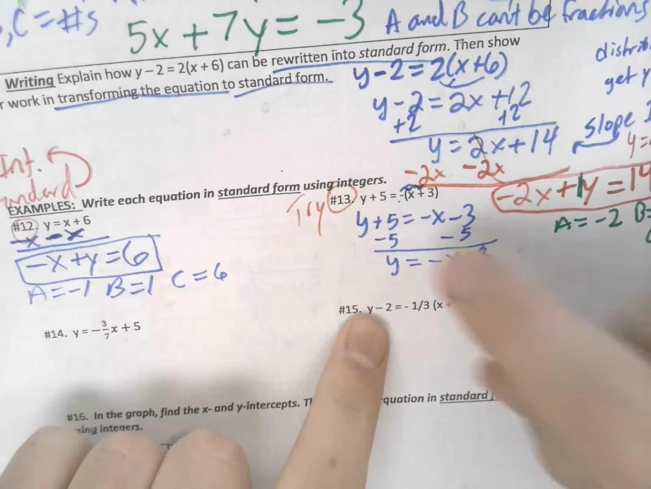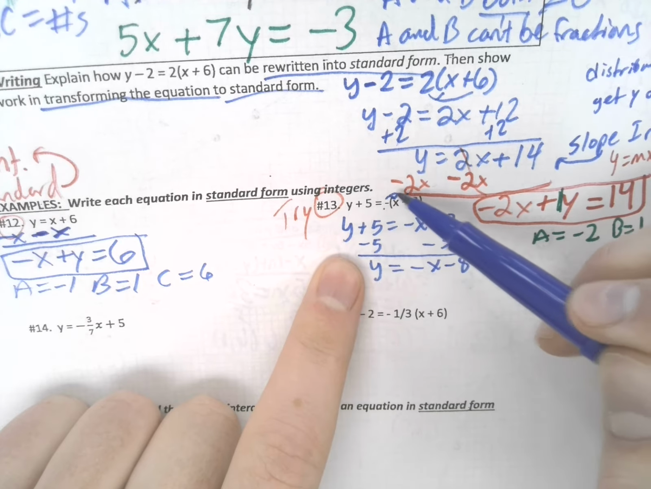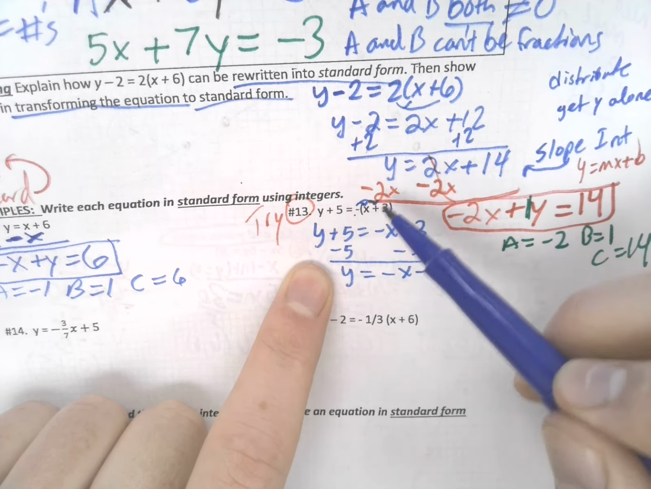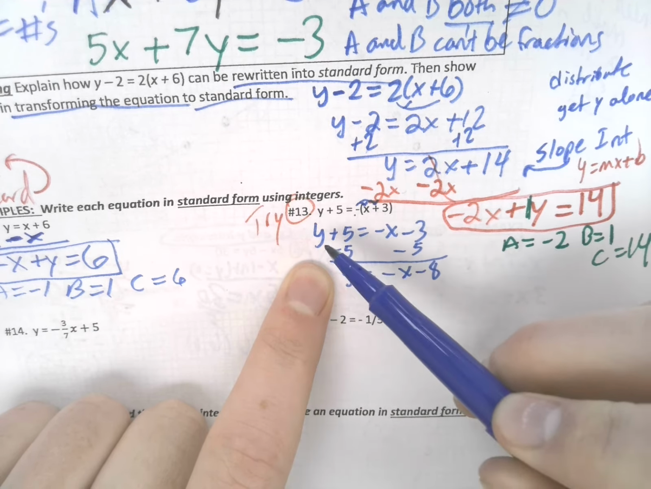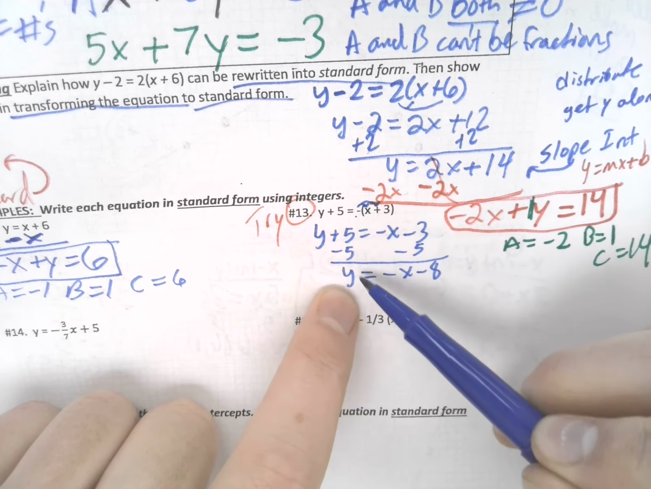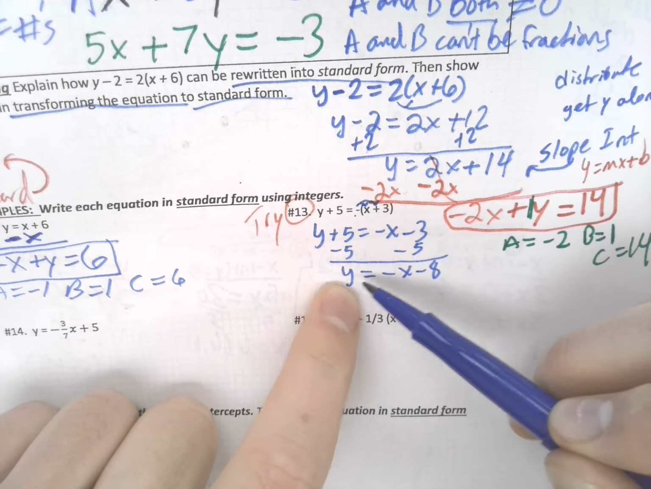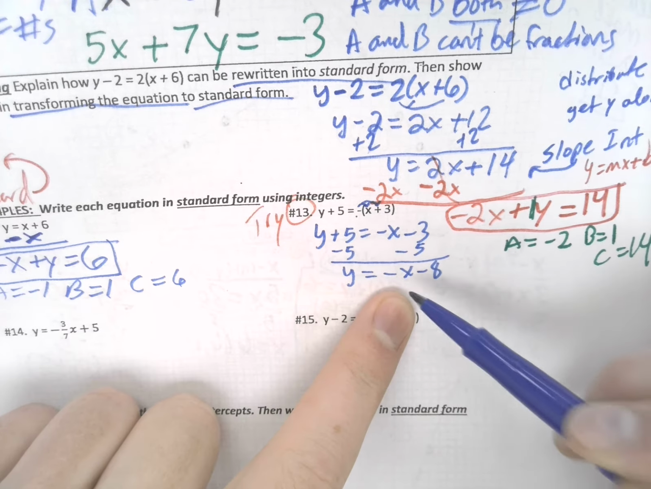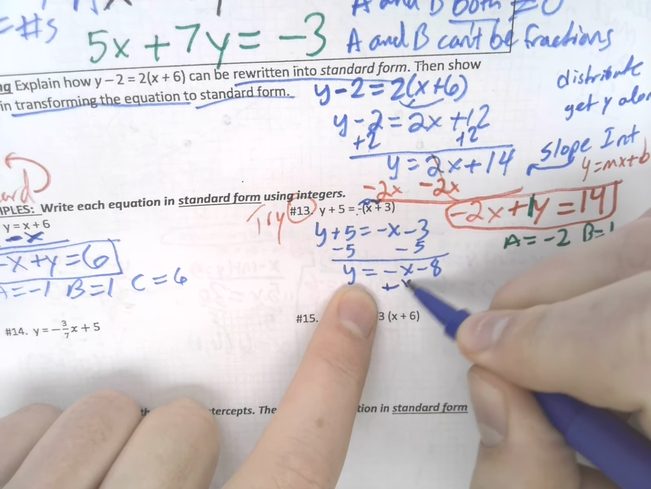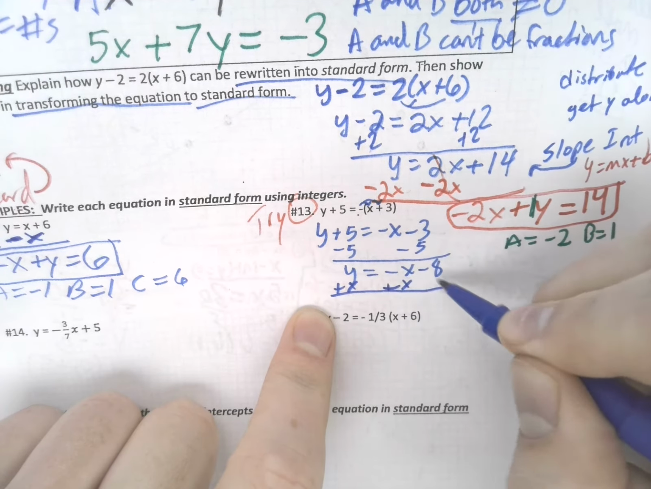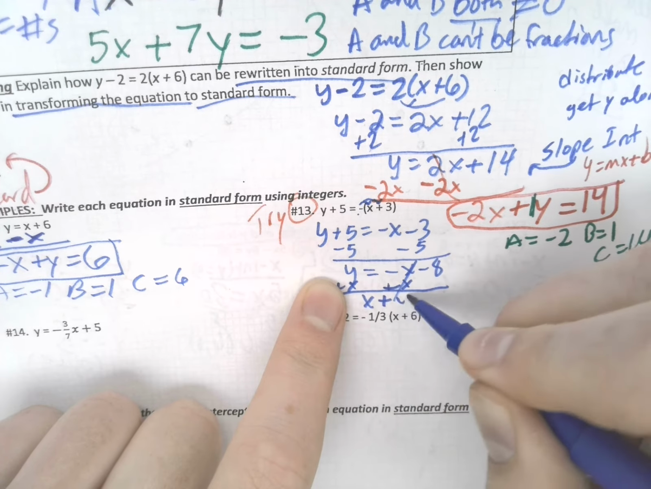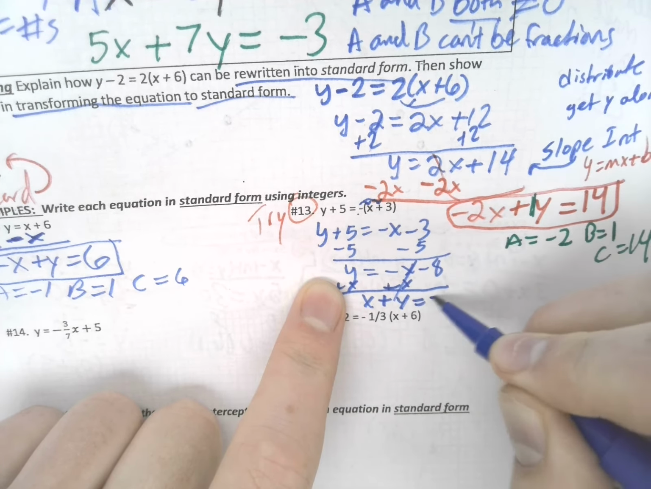Now, number 13, this is in point slope form, so we again distribute. Then we want to get y alone, so distribute that negative: -x, -3. Get y alone. If y has a +5 next to it, we subtract 5 over. So right now we're in slope-intercept form, y equals mx plus b. Well, now we need to move this x over here, and if that's a -x, I'm going to add x to both sides. Cancels. So x plus y equals, that's a -8.